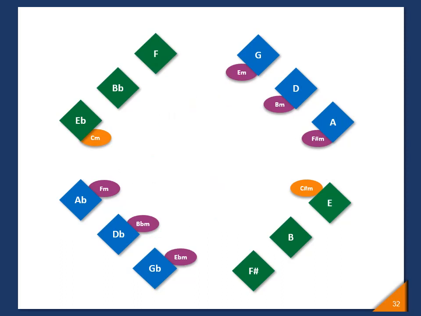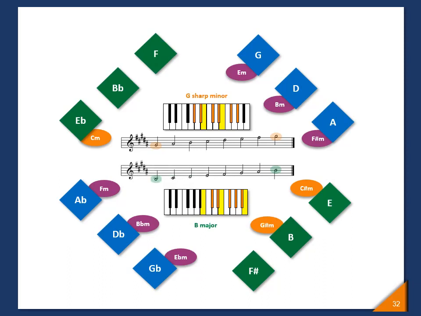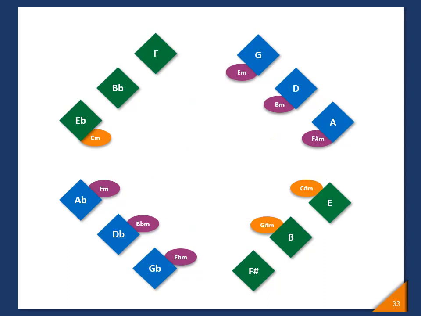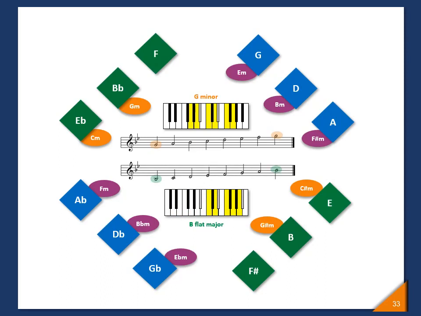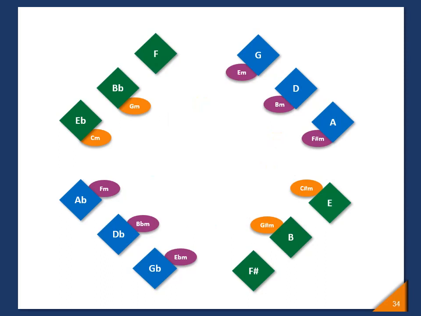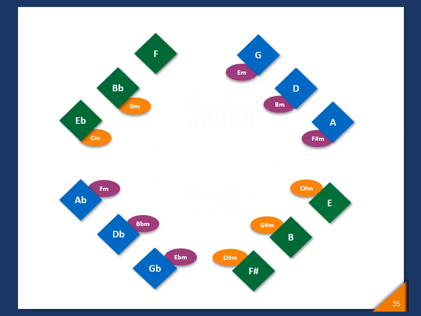B major has a corresponding G sharp minor. On the opposite side appears G minor. F sharp major has a corresponding D sharp minor. On the opposite side we get D minor.